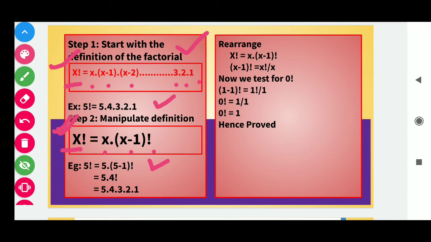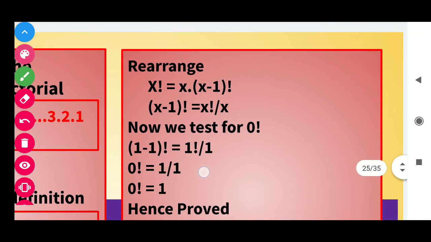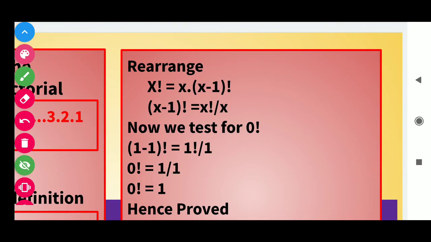So 5 factorial can also be written as 5 into 5 minus 1 factorial. In this way we get 5 into 4 factorial. Suppose students, if we expand 4 factorial, then we write 5 into 4 into 3 into 2 into 1. So you can clearly observe that these two are the same, only the written form is different. So here suppose students, if we rearrange this one, here you have x factorial is equal to x into x minus 1 factorial. Students, see, we can write x factorial as x into x minus 1 factorial.